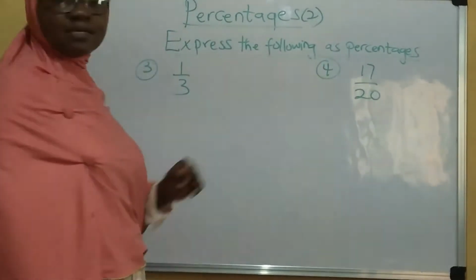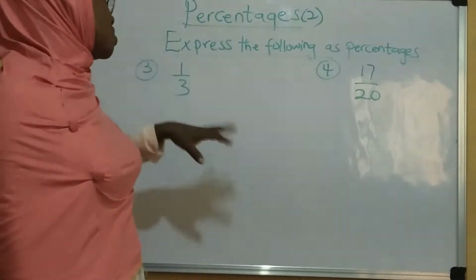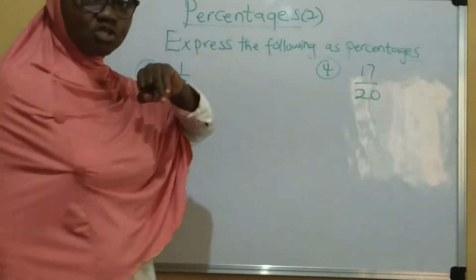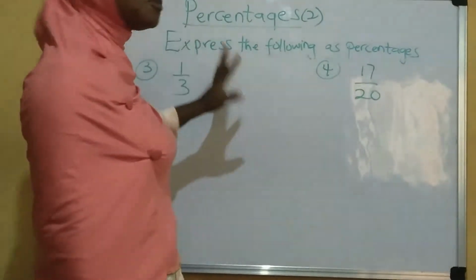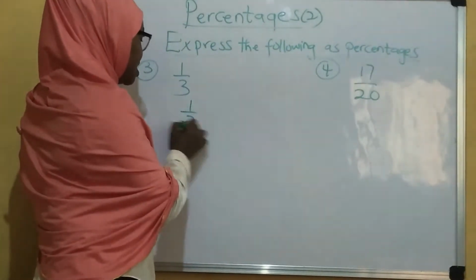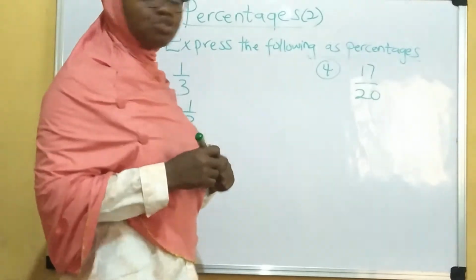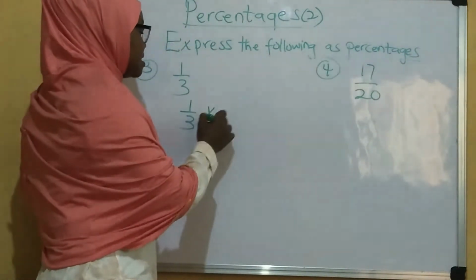Alright, now this third example is 1 over 3. 1 over 3, as we all know, is a fraction. So we want to express it as what? As a percentage. So what we do, as usual, is just exactly what we did in the previous example. So I have 1 over 3. Now the fact that I'm going to express it as a percentage means I'm going to multiply it with what? 100. And that would be 1 over 3 times 100.